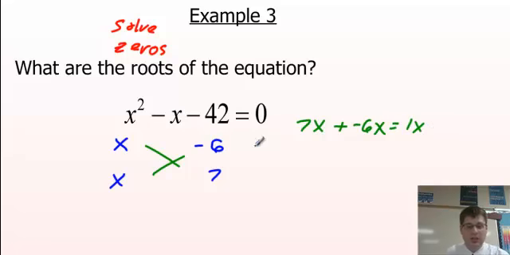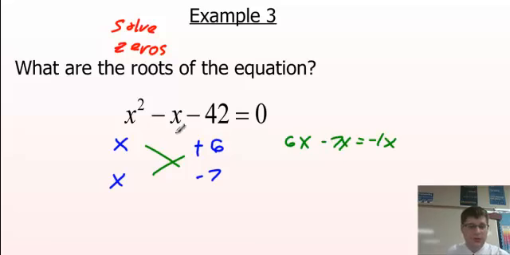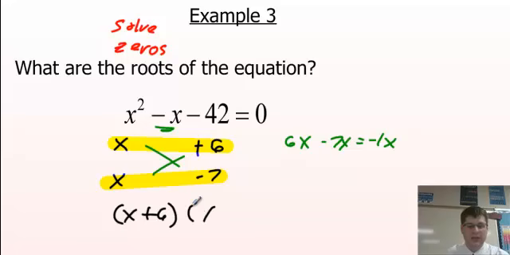No, it gives me positive 1x. I'm close. It just means I probably need to change the signs. So this is probably going to be a positive 6, and that's going to be a negative 7x. Let's try that. So that's 6x minus 7x, which gives me negative 1x, or just negative x, our middle term. So right here is my first binomial, and here's my second binomial. Let's write that down. That's going to be x plus 6 times x minus 7 equals 0.